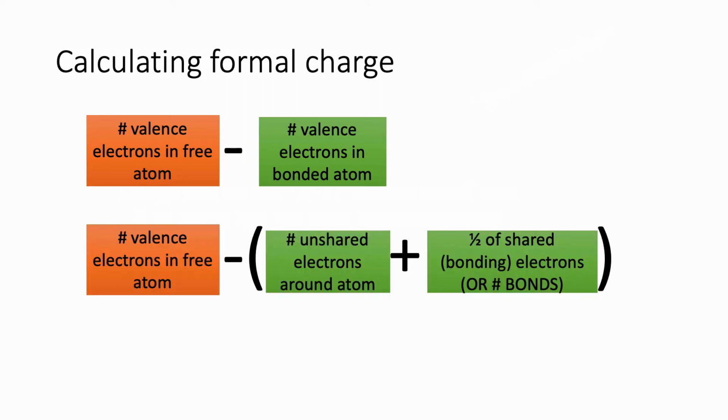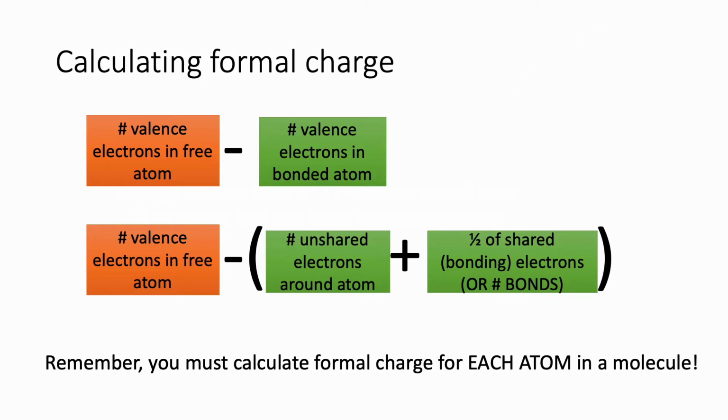The number of valence electrons in a bonded atom are going to be equal to the number of unshared electrons, and then half of the shared or bonding electrons. Now, half of the shared or bonding electrons turns out to be the same number as the number of bonds that you have, and often it's easiest to just do it that way. Now, when you're calculating formal charges, you have to calculate the formal charge for each atom in a molecule.